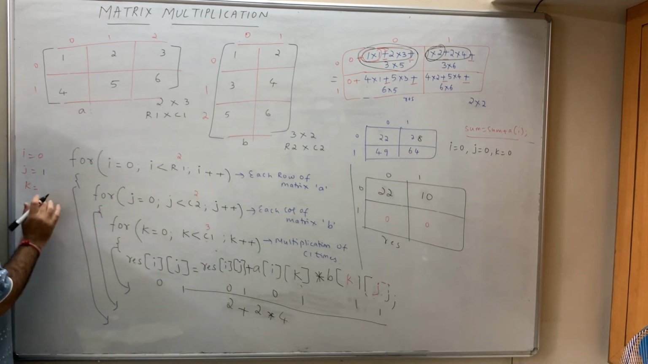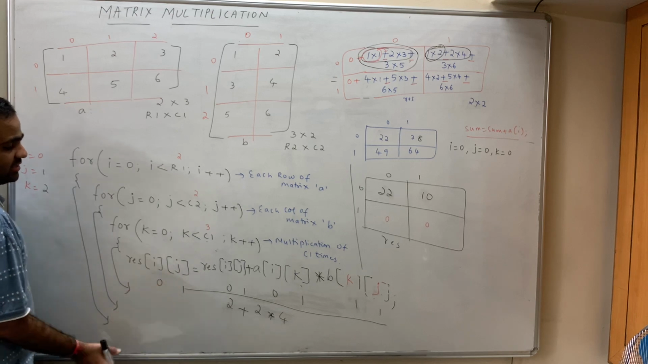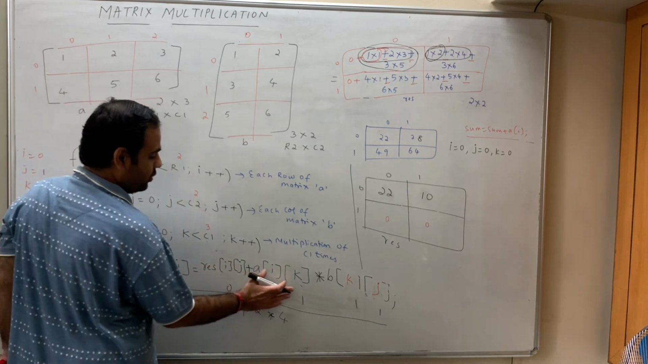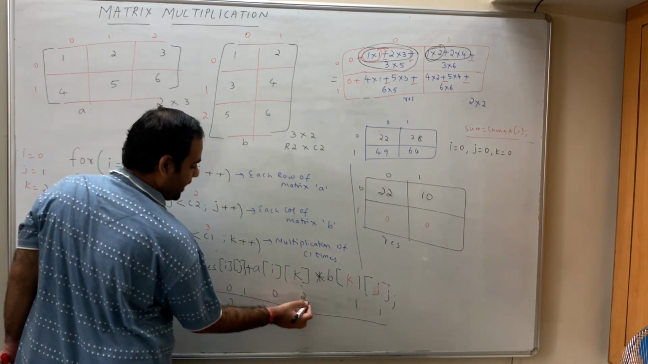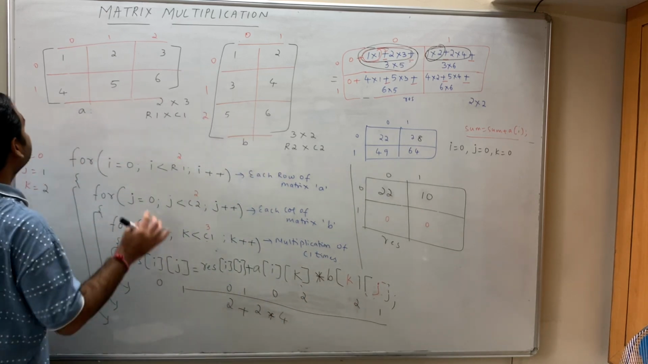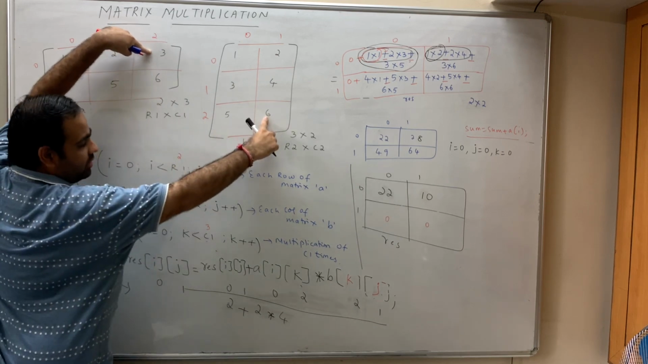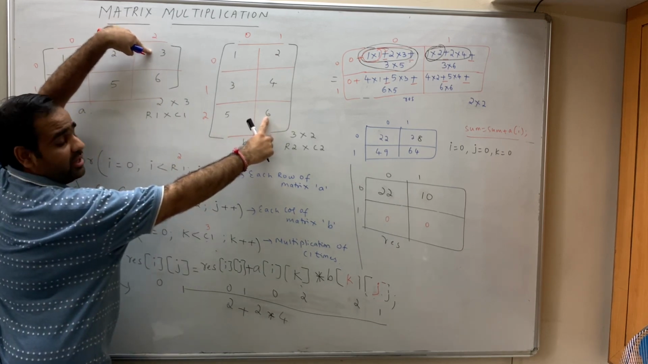Now again you say k plus plus. The value of k will become 2. 2 less than 3. Yes, 2 is less than 3. Result of ij is equal to result of ij plus a of ik, the value of k is 2, into b of kj. Now see here, a of 0, 2 is 3 multiplied by b of 2, 1. The value of b of 2, 1 is 6. You say 3 into 6.